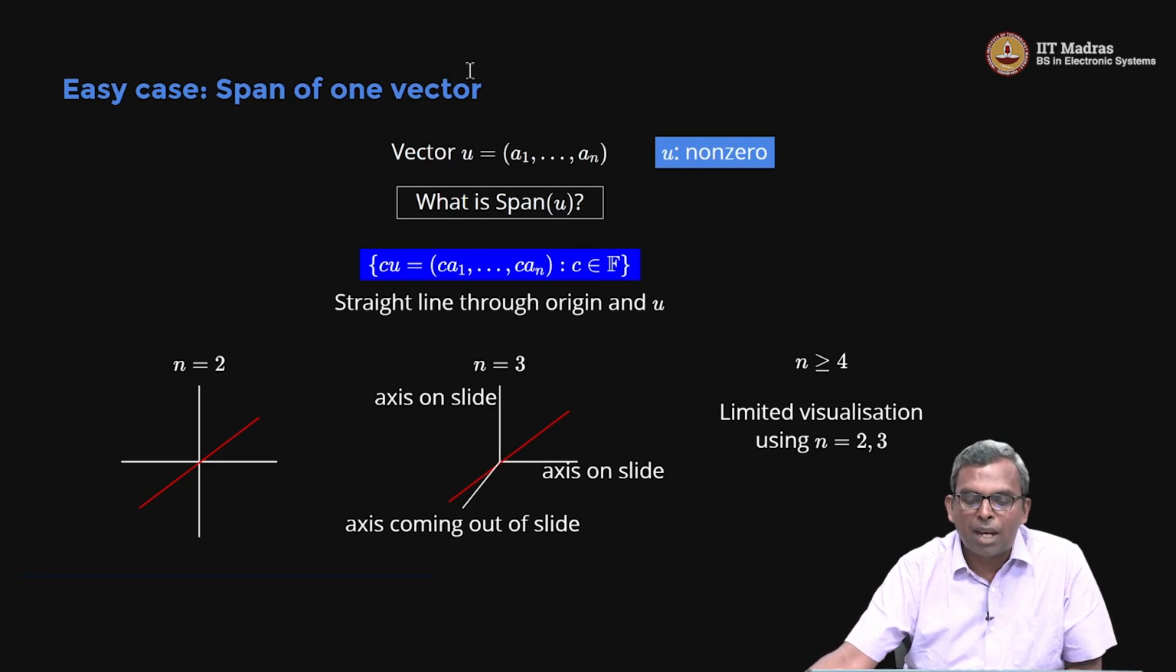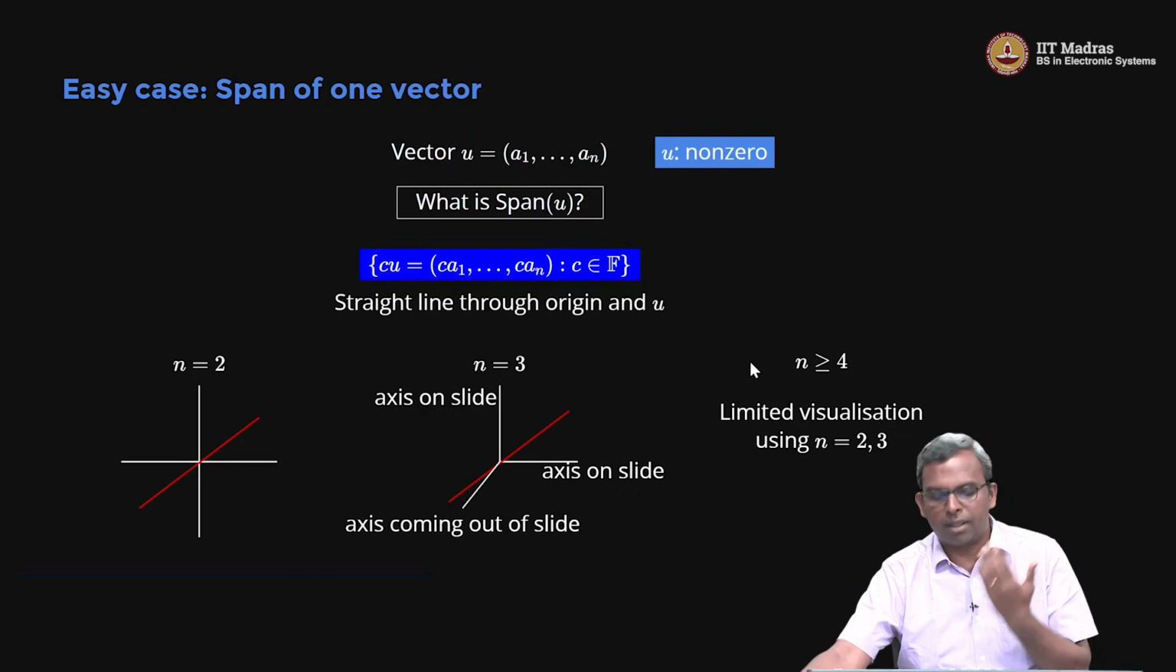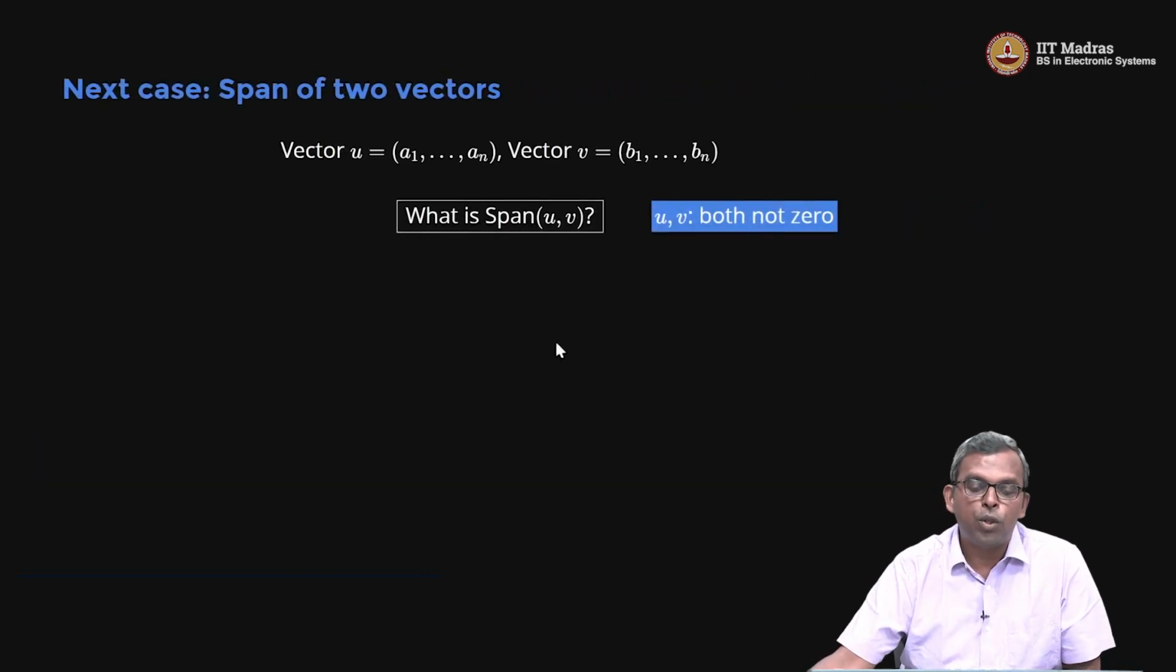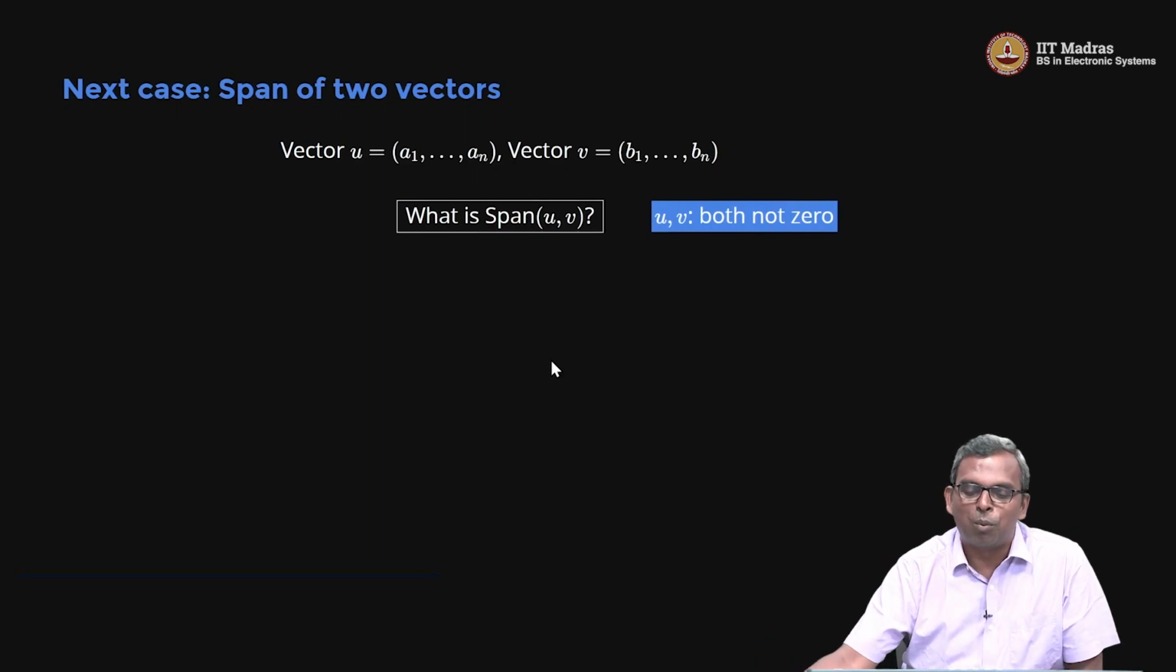Okay, so span of one vector is very easy. It's the line through the origin and u. Even in larger dimensions, we think of this set as the line through the origin and u, the set of all Cu. All right, span of one vector, easy. Okay, what do we do for span of two vectors? Right, so we go step by step. From 1 to 2 we proceed.